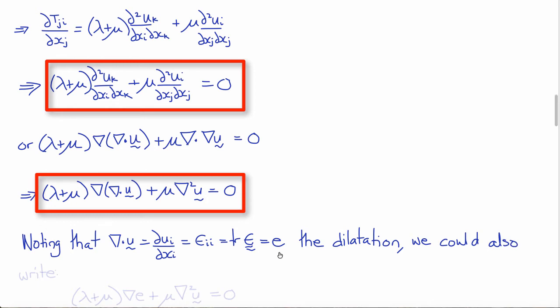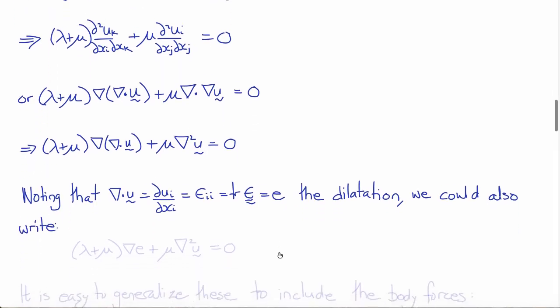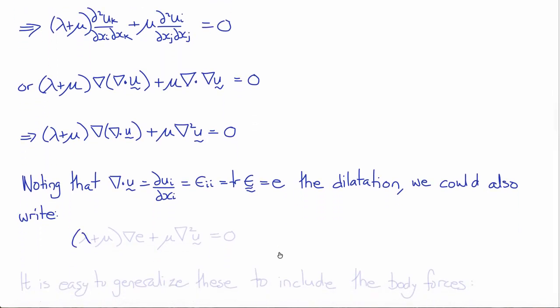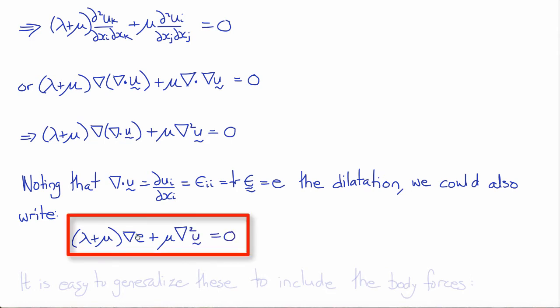So we can therefore also rewrite this equation as (lambda plus mu) times grad e plus mu times the Laplacian of u is equal to zero. Notice the gradient of the scalar is a vector, and the Laplacian of this vector is a vector, so this is still three equations.